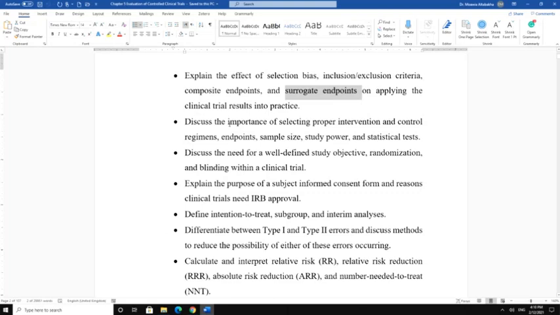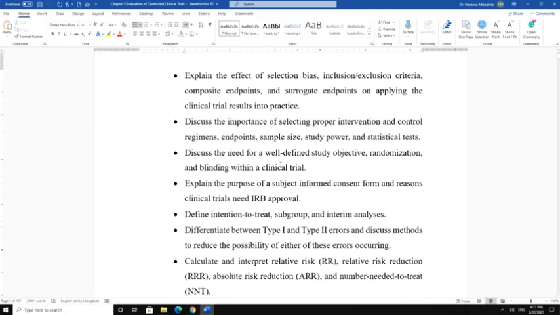You need also to discuss the importance of selecting proper intervention, and this is very important, control regimen. Okay, or control drug or control item, which is placebo or maybe something else. Also, you need to learn or discuss the importance of determining the right endpoints, how to measure it, and how do we measure this endpoint? How do we determine the sample size in the trial? What is the relation between sample size and study power? What is the accepted study power? And we will learn about some other statistical tests as well.